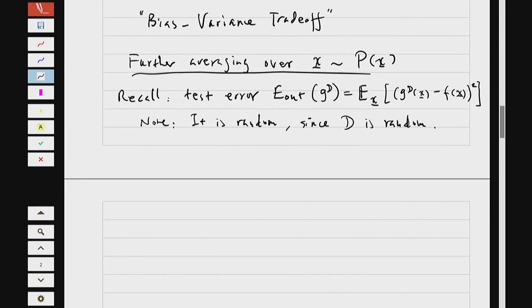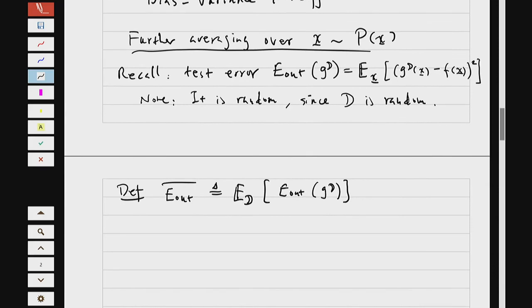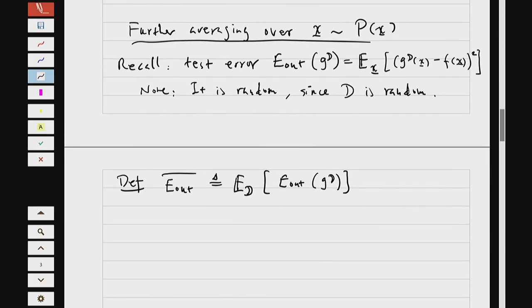Therefore, we have to define an average over D. We define E out bar as the expectation over D of E out of G of D. This would be our ultimate measurement of the test error. If E out bar is low, that means that regardless of the randomness of the training set that we get, on average, we do well in learning.